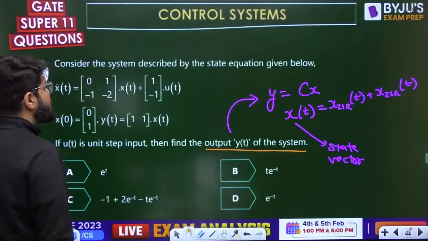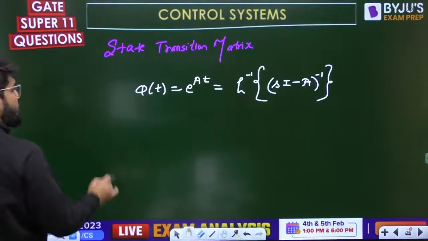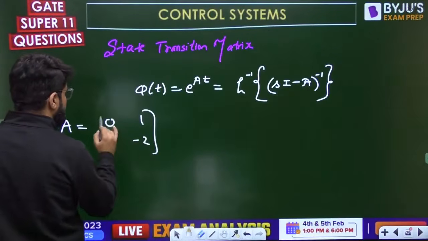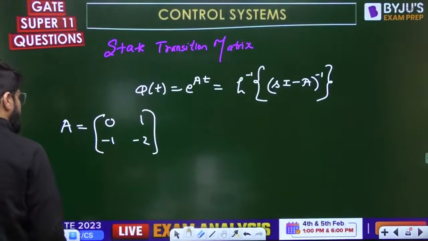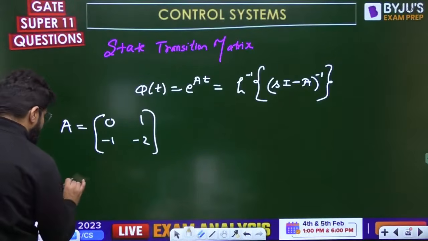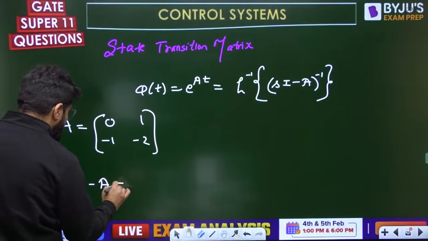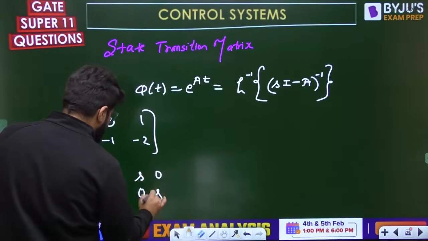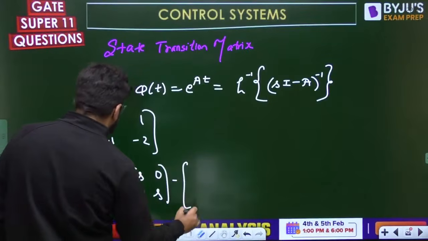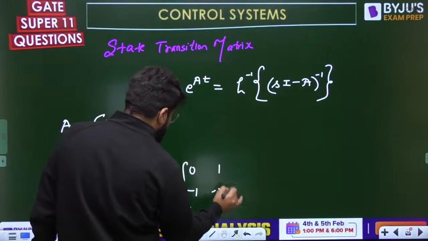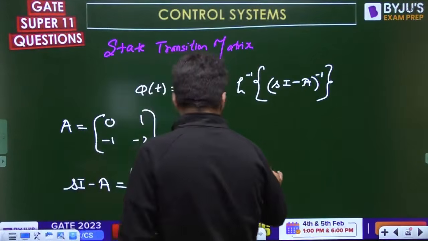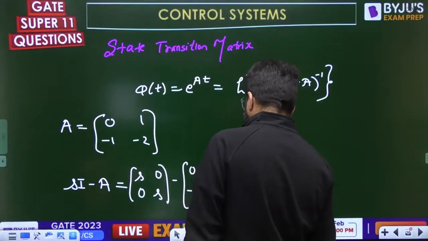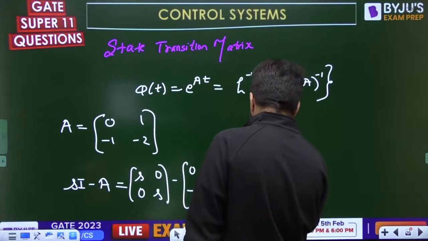Now what is the A matrix? It is given to you: 0, 1, minus 1, minus 2. Now I want sI minus A. S times the identity matrix is S, 0, 0, S, minus the given matrix. So sI minus A is S, minus 1, plus 1, and S plus 2. That is sI minus A.